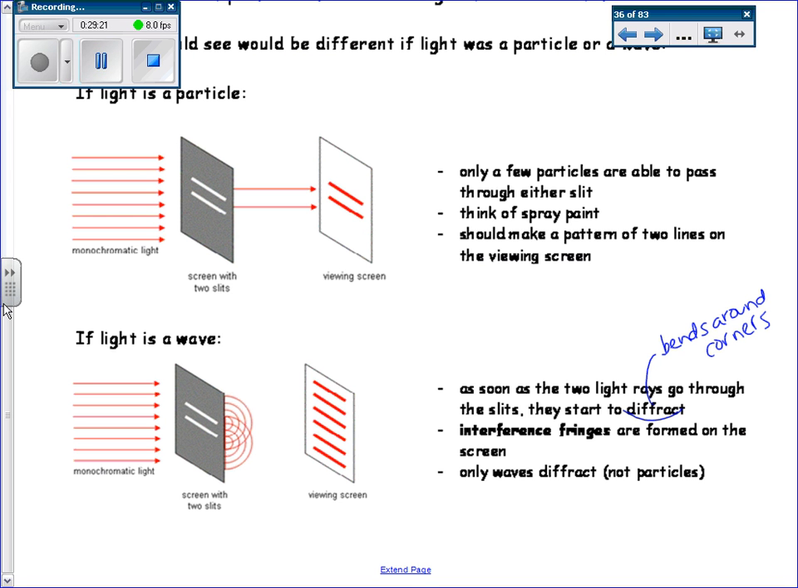And since at the time it was believed that only waves diffract, not particles, this experiment of Thomas Young's provided the evidence needed to actually state that light is indeed a wave, not a particle.